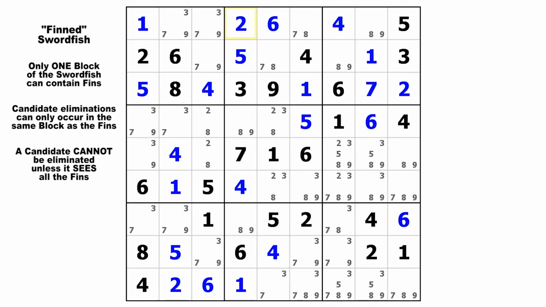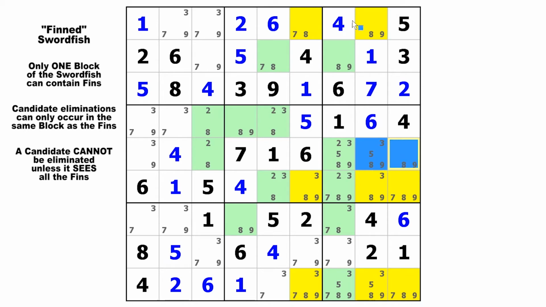All right, this one is kind of tricky. Let's look at candidate 8, and let's look in column 6, column 8, and column 9. Now there is a swordfish and you've got 2 fins. Now what's happening here is you've got 2 base sets. The base sets are in the columns. You've got 2 base sets in the same chute. So that allows you to have up to 4 fins, but there are only 2 here.